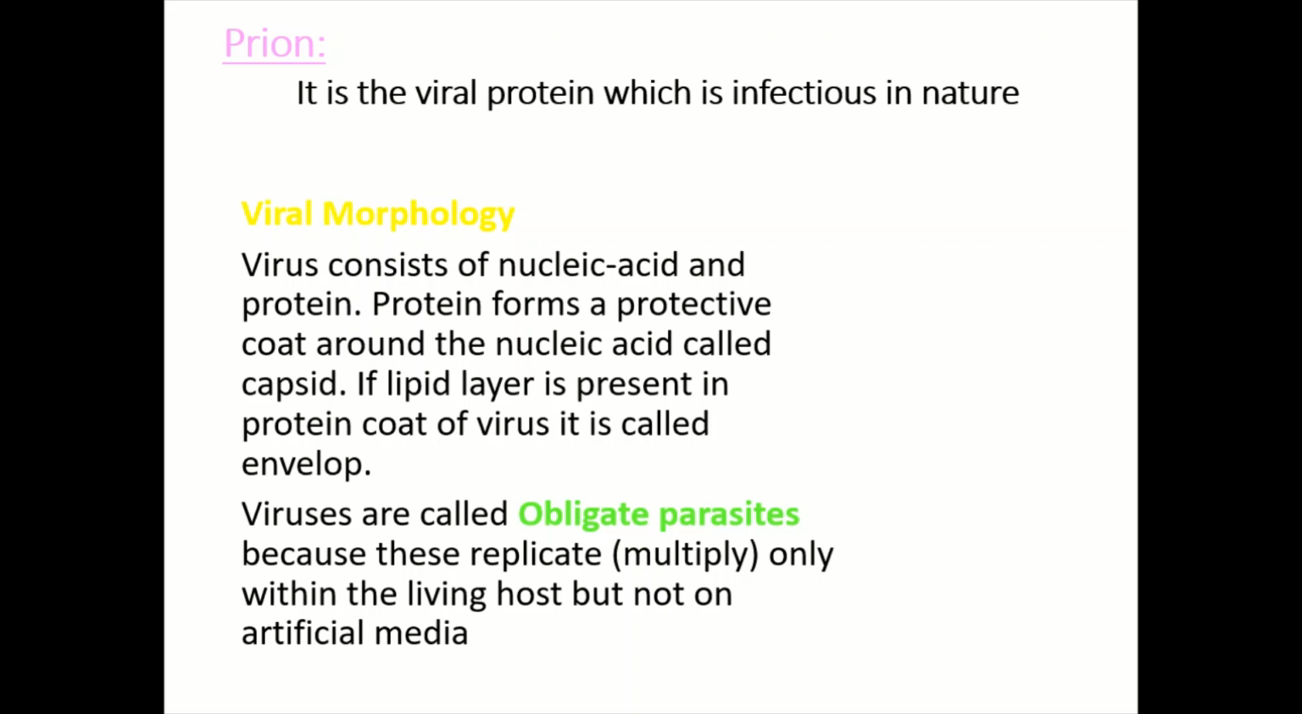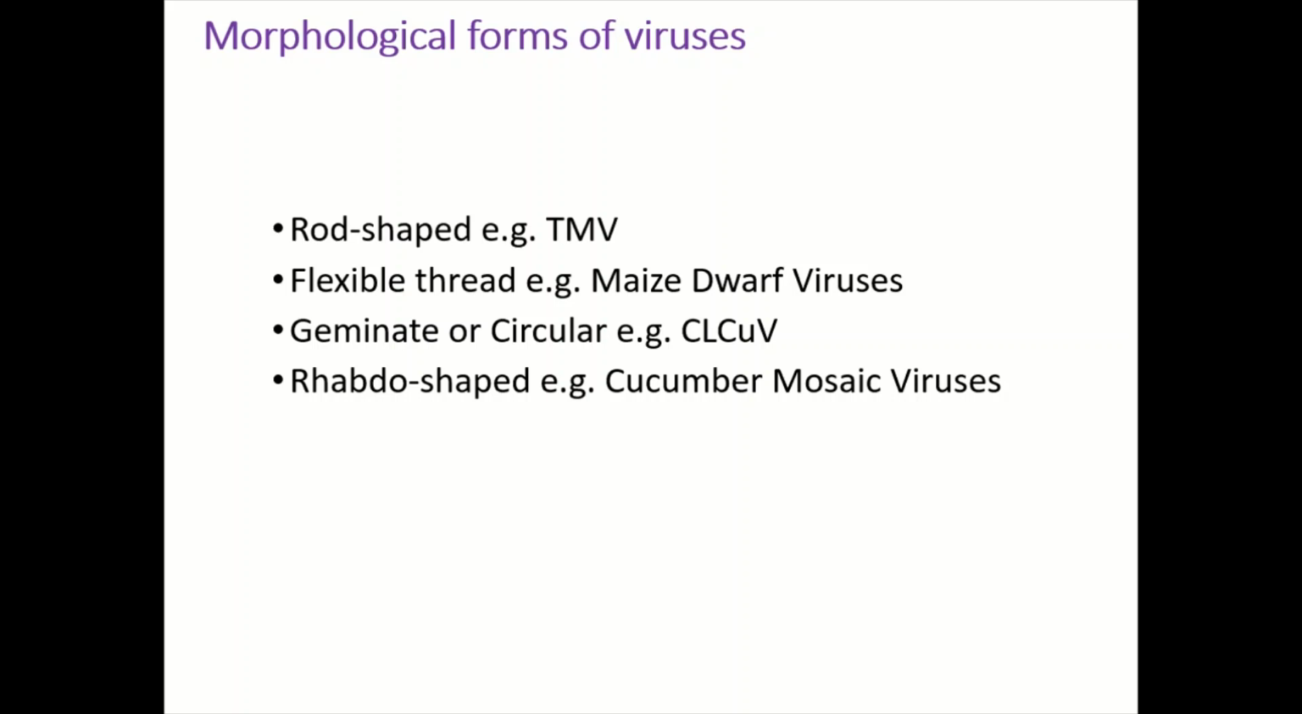The viruses are called obligate parasites because they replicate or multiply only inside the living host, but not in artificial media. There are different morphological forms of viruses. For example, they could be rod-shaped. Tobacco mosaic virus is an example of rod-shaped viruses. They could be flexible threads or flexuous in nature. Maize dwarf viruses are examples of flexible threads.